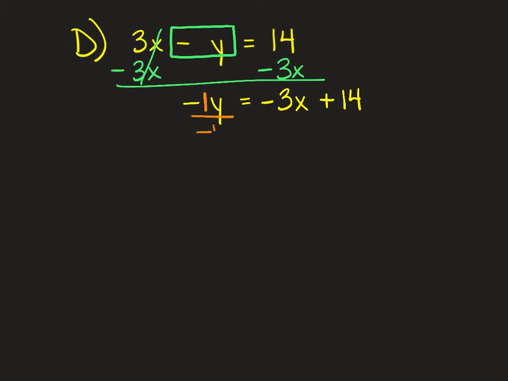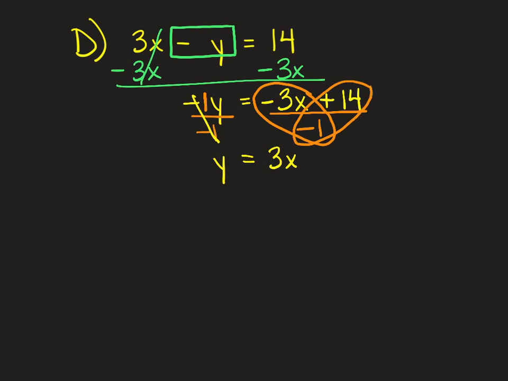So I'm going to divide the left side of the equation by negative 1, and I'm going to divide the right side of the equation by negative 1. When we do that, on the left side, the negative 1's cancel and we get y. On the right side, negative 3x divided by negative 1 is positive 3x. Positive 14 divided by negative 1 is negative 14.